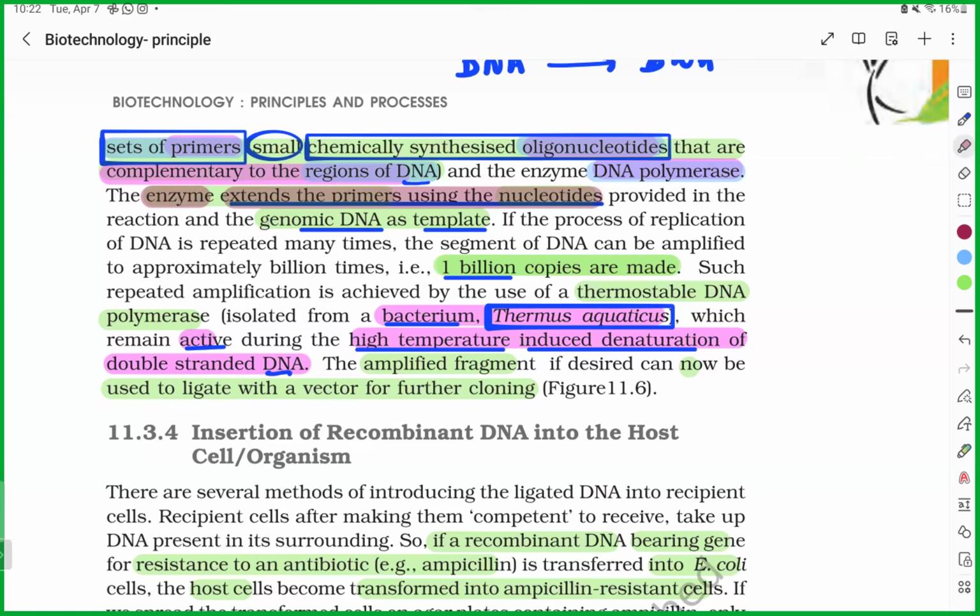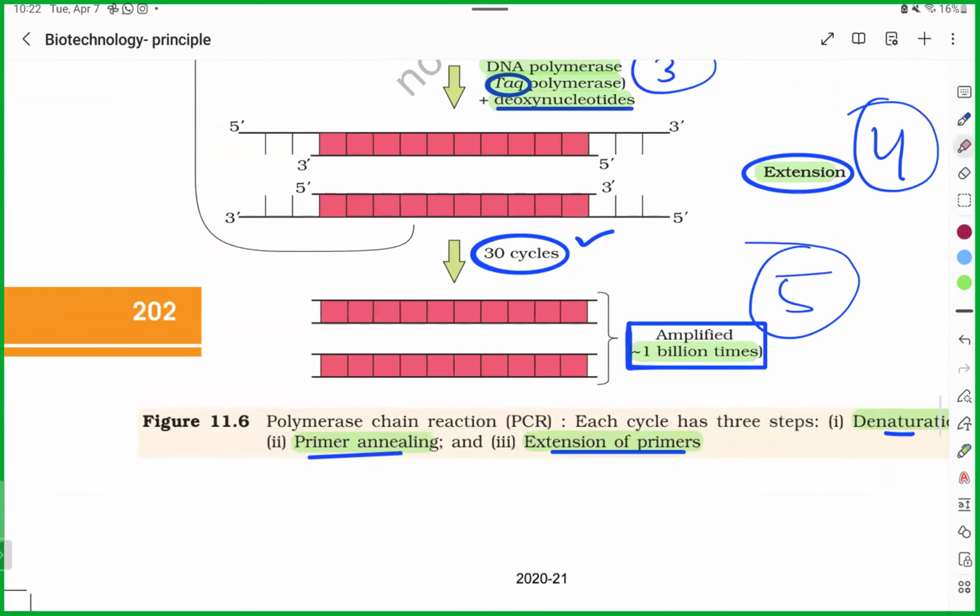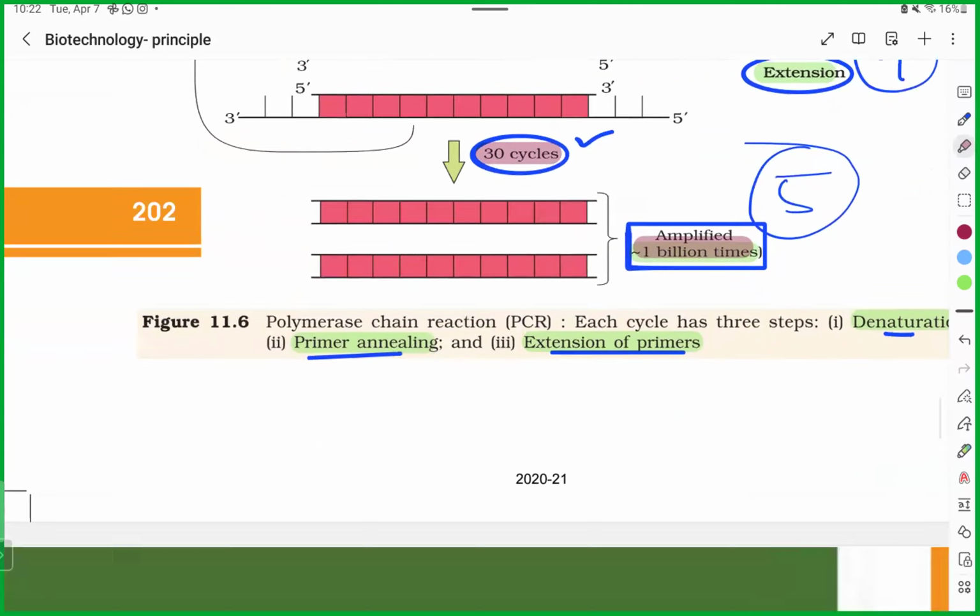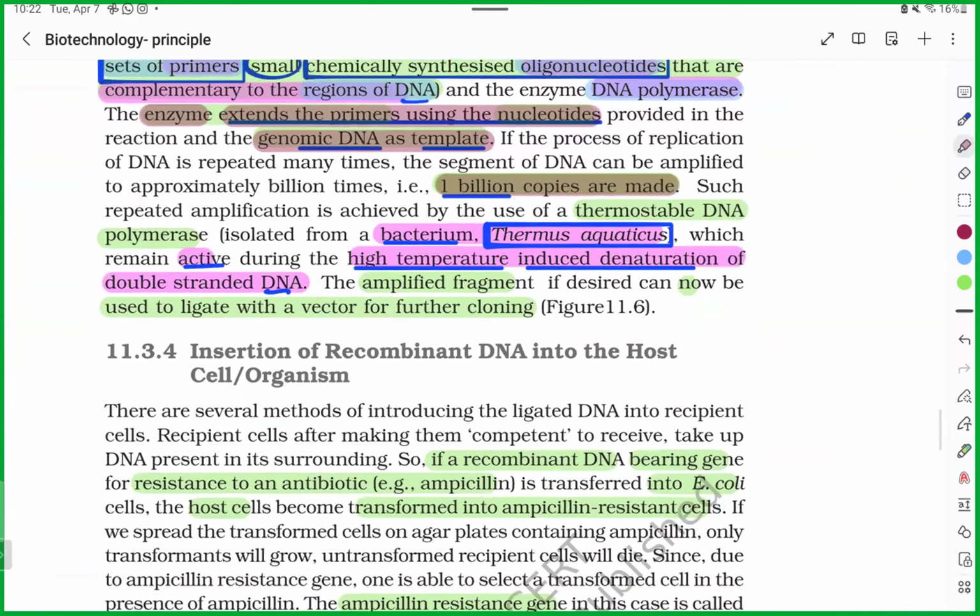Here genomic DNA, the main DNA, your DNA will be multiplied. A segment of DNA can be amplified, like 1 billion copies will be made in how many cycles? 30 cycles. 30 cycles, 1 billion copies. So this statement is correct.